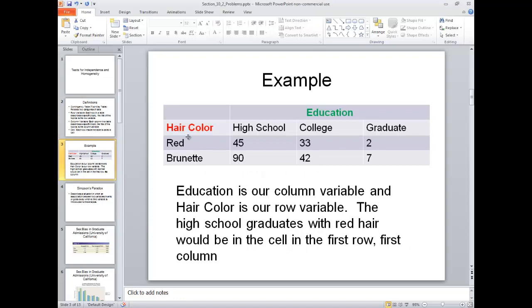Now here's an example. We're taking a look at hair color compared to education. Education is our column variable, and hair color is our row variable. High school graduates with red hair would be the cell in the first row, first column. So here we're testing whether there's any kind of connection between education and hair color.